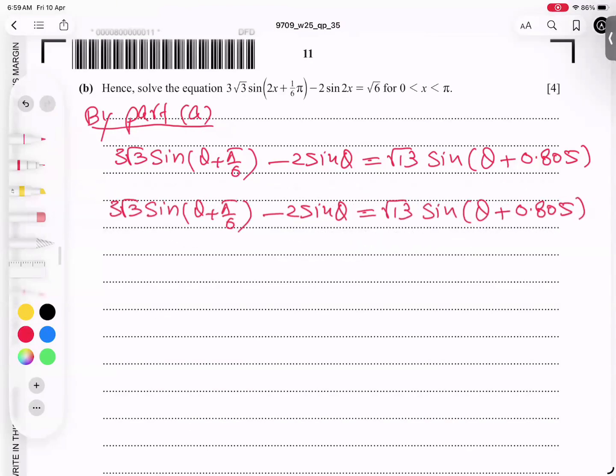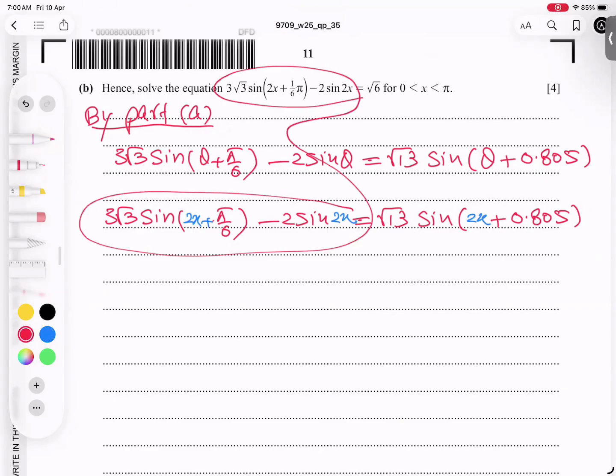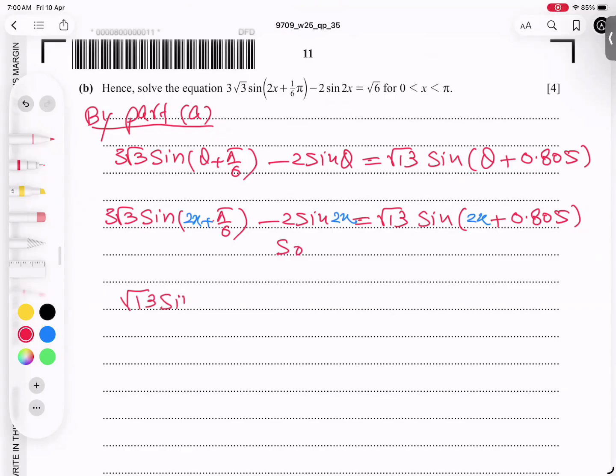but I replace each theta, I'm doing it in a different color, by 2x, by 2x, by 2x. So now students, you can see that this totally matches with the left side, correct? So I can say that this and this equal each other. So I can say root 13 sine double x plus 0.805 is equal to root 6.